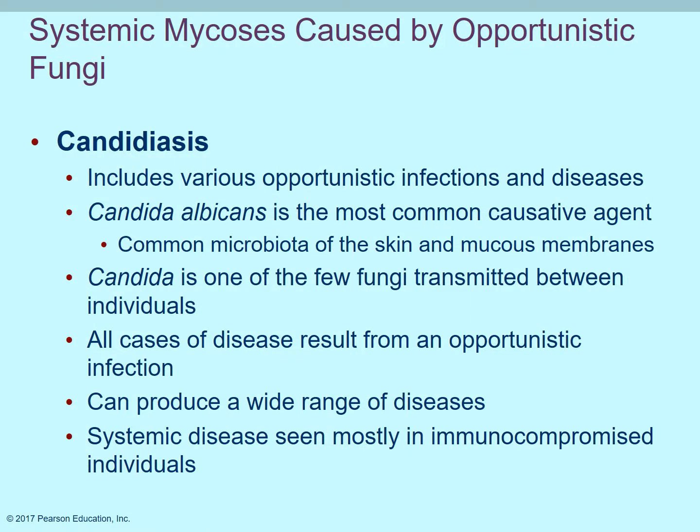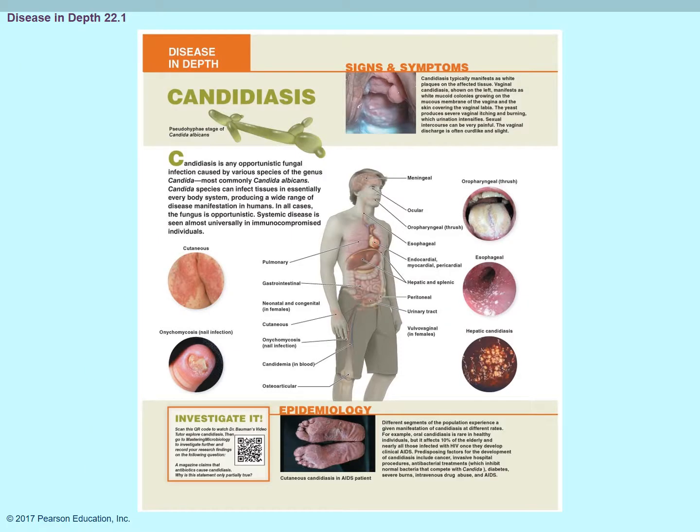Candidiasis is caused by Candida albicans. It's fairly common on the skin and mucous membranes. This can be transmitted from individual to individual by contact. Most of the cases are going to be opportunistic. It can cause a wide range of diseases depending on where the infection is occurring. It becomes systemic usually only in your immunocompromised patients again. So this table is showing you, once again, that depending on where the infection occurs determines which type of disease you would end up with.